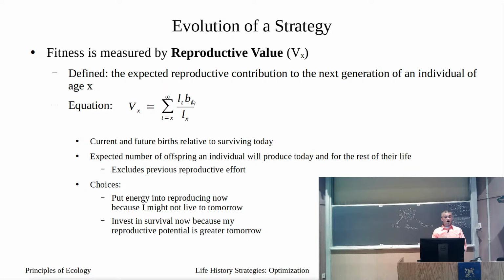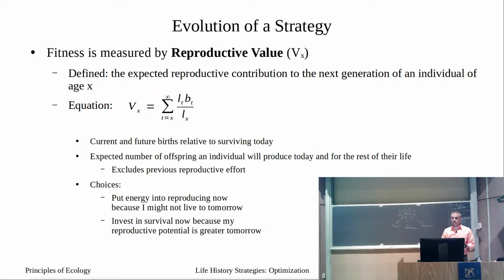So a reproductive value is gauging current and future births relative to just surviving today. That's kind of a verbalization of what this equation is doing. It's trying to ask that question. Should we reproduce now because we're unlikely to live to tomorrow? Or should we invest our energy into surviving today because we have higher reproductive output tomorrow? That's what our reproductive value is doing. It's gauging that risk assessment. Should we just survive today because our reproductive potential is better tomorrow? Or is survival so bad that we should just go ahead and reproduce?